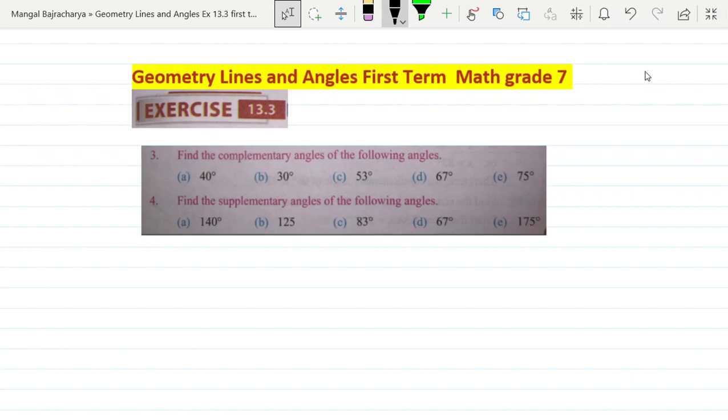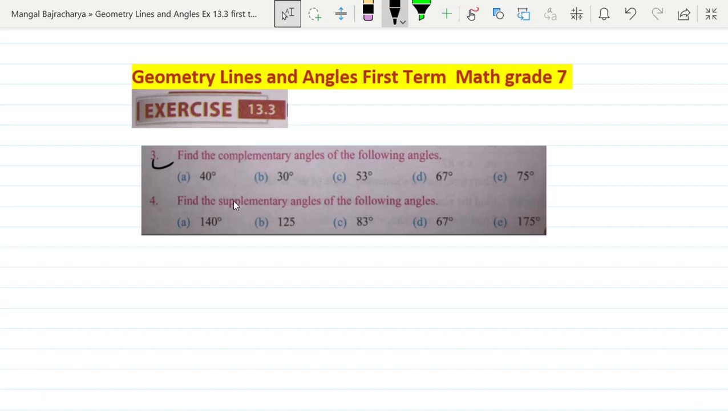Namaste everyone. I'm showing here some explanations of exercise 13.3 of the geometry unit of lines and angles of grade 7 for this first term. I'm starting directly with number 3. Here in number 3 we are asked to find the complementary angle of the given angles.